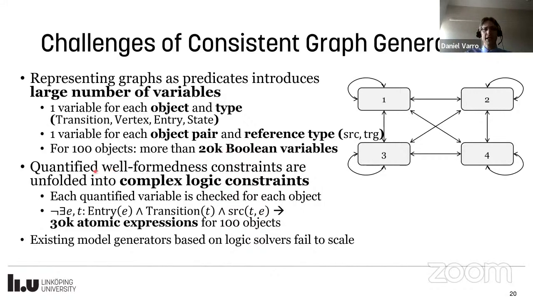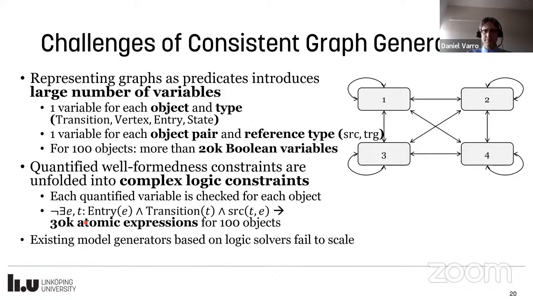But then we get to the constraints, because now if we have a language-level constraint that captures that there should be no incoming transitions to an entry state, and I wish to unfold this constraint over this Boolean model, then I end up with over 30,000 atomic expressions for the formulae that I would like to check.